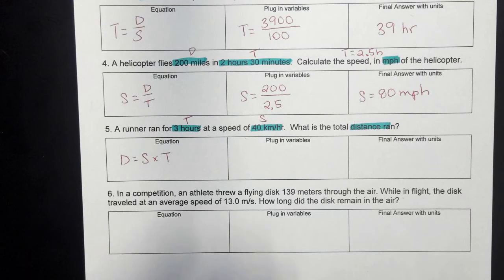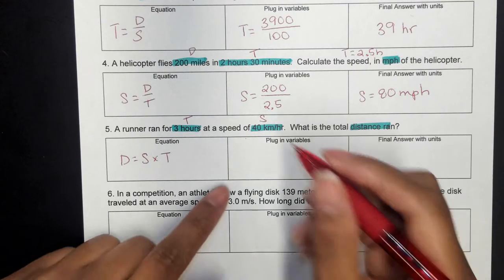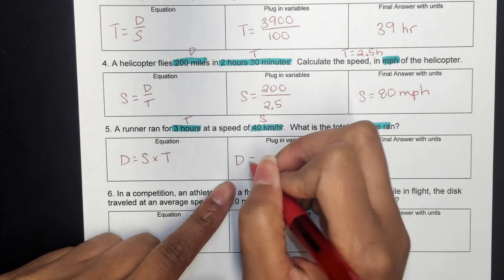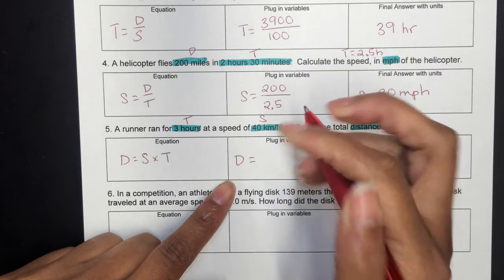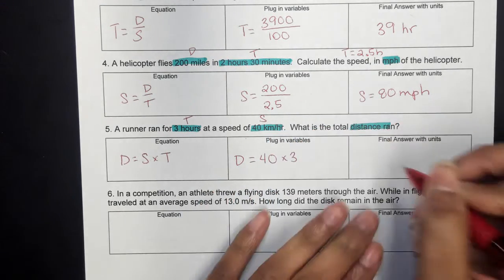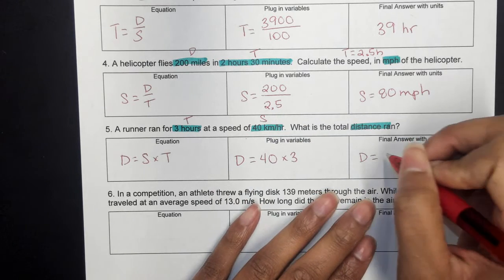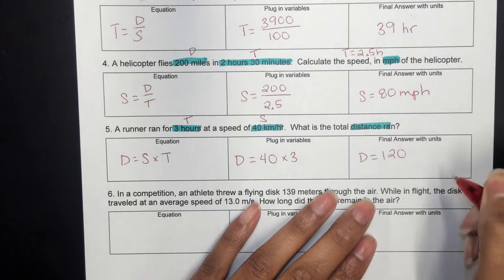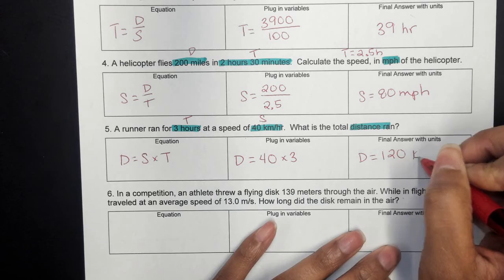D equals S times T. Okay. Plug in the variables. So D is equal to, my speed is what? 40. And what's my time? 3. What was my distance? 120 what? Kilometers. Very well done.